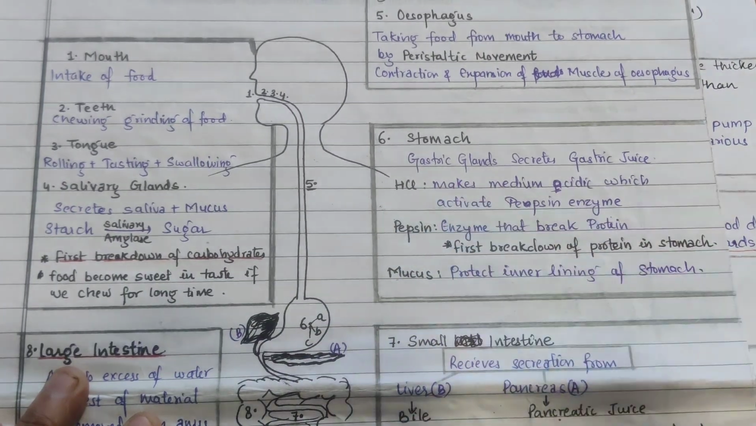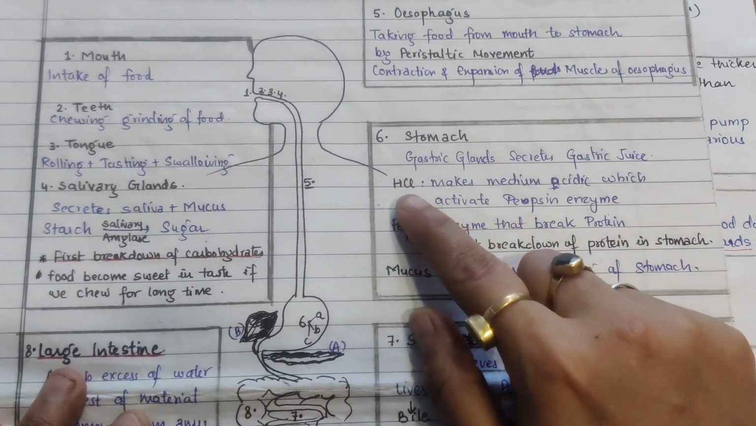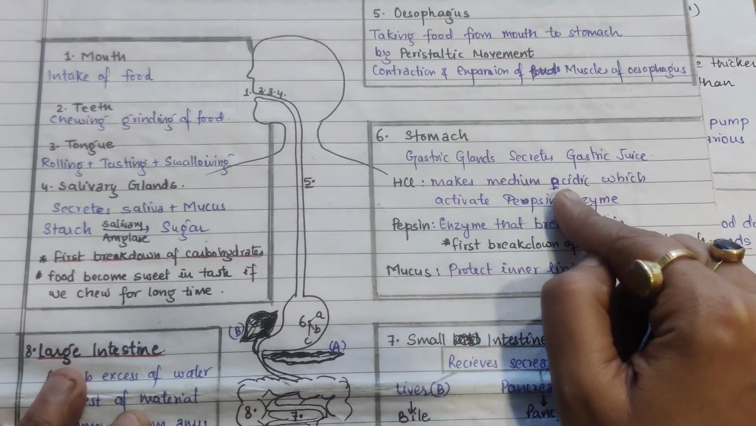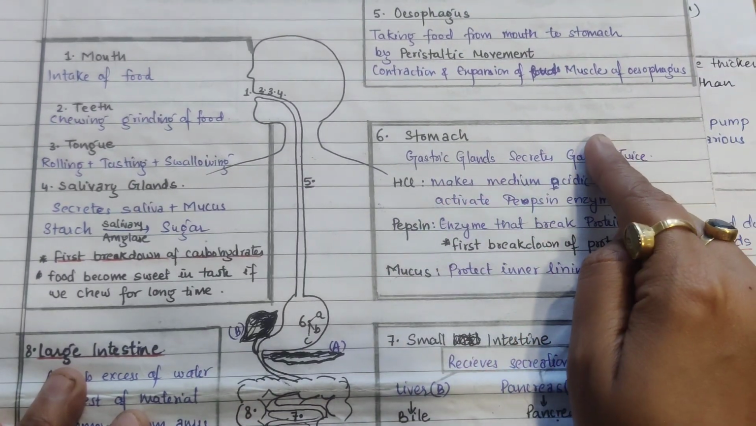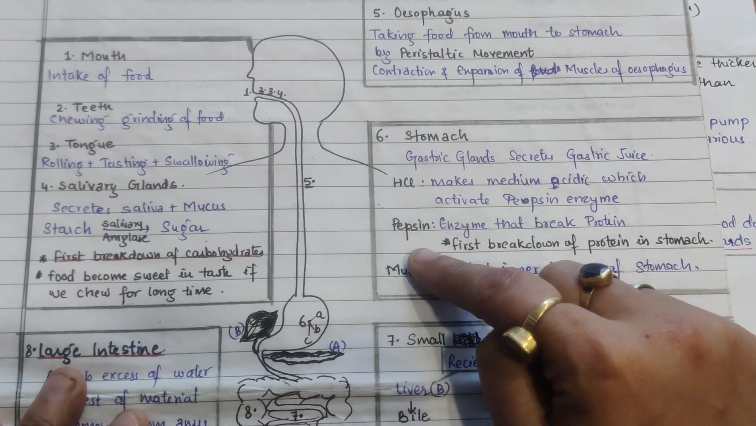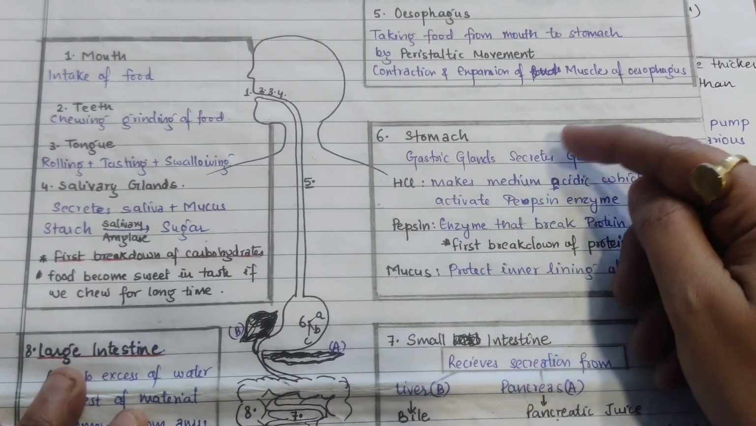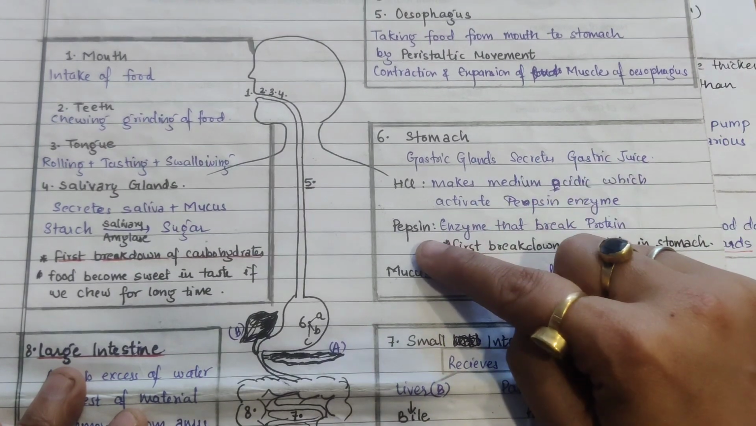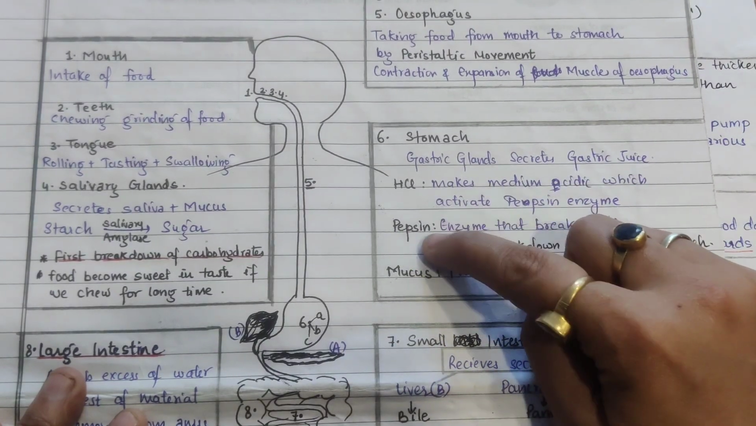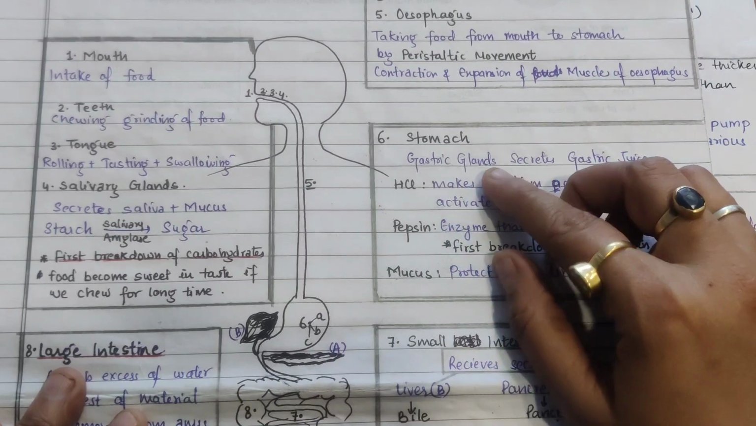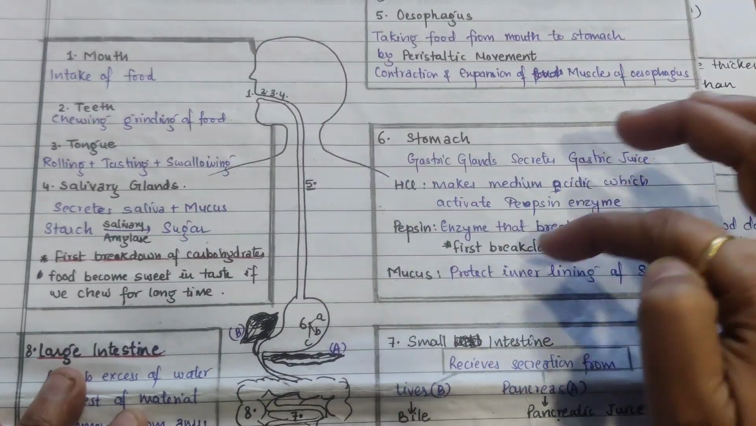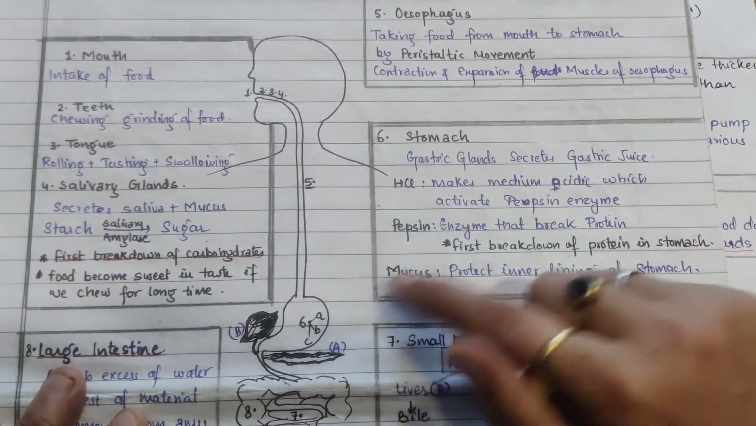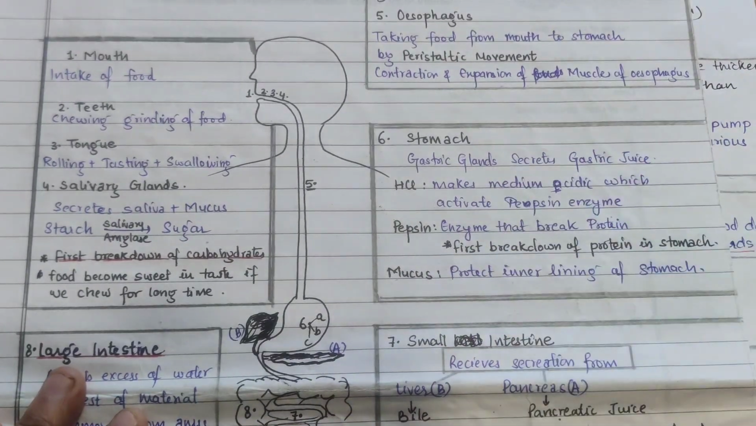The important role of HCl is that it makes the medium acidic, and only in the acidic medium is the pepsin enzyme activated. So the role of HCl is to make the medium acidic, and in the acidic medium only, pepsin will activate. And what is the role of pepsin? It will break protein. So the first breakdown of protein takes place in the stomach. This is the important part from this section.